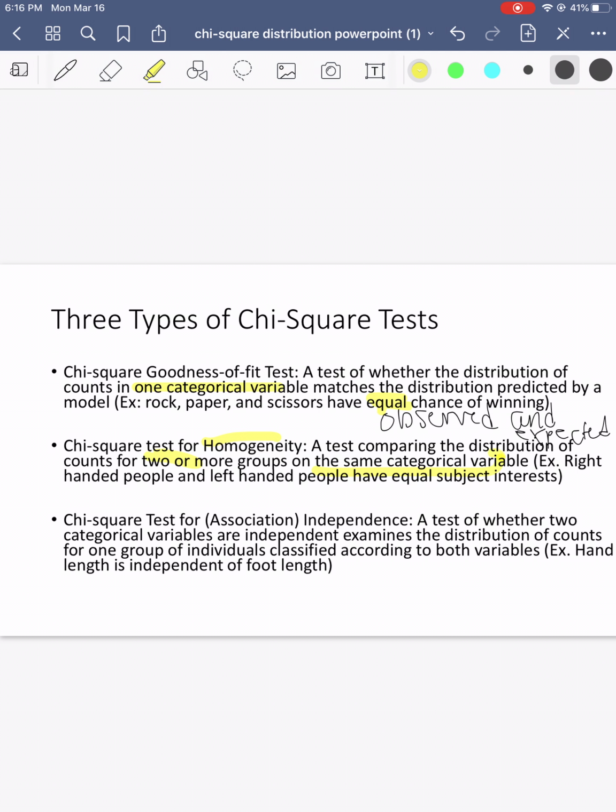And then lastly, the chi-square test for association or independence. This is whether 2 categorical variables are independent based on one group of individuals. So if I take one group of individuals, let's say the students in my AP Stats class, and I measure their hand length and their foot length, are they independent of each other? Or do they have some sort of relationship going on between those?